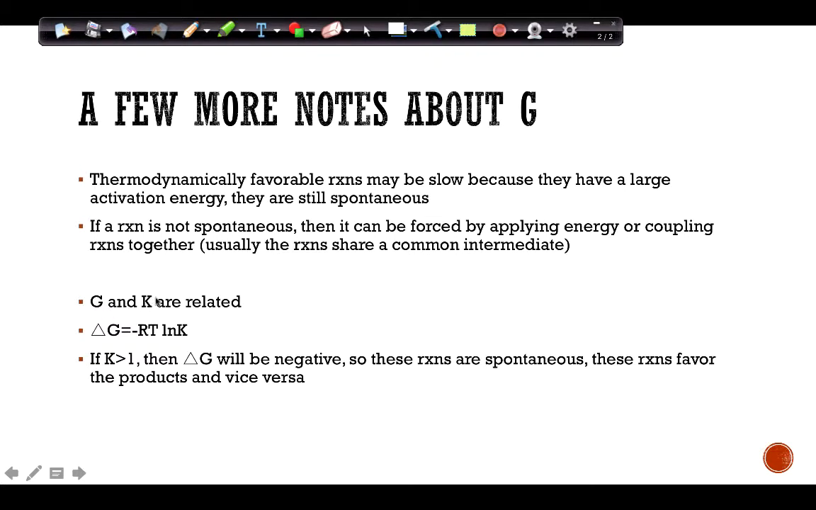All right, so G and big K are related too in this equation. So if K is larger than 1, delta G is going to be negative. So if I take the natural log of something that's greater than 1, that means that I'm going to get a positive number. And that means that delta G will end up being negative. So those are going to be spontaneous reactions, and it should make sense because if K is larger than 1, the reaction is product driven. It makes lots and lots of products. Well, those are spontaneous reactions. Now, if K is less than 1, then it's probably not going to be spontaneous.